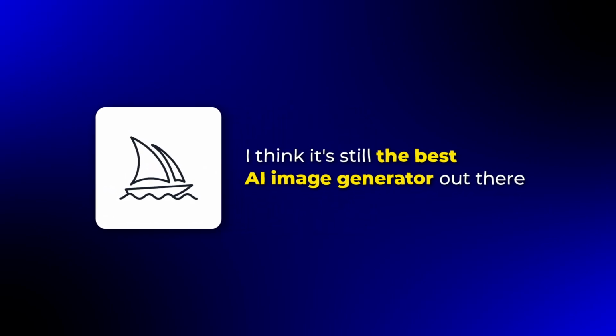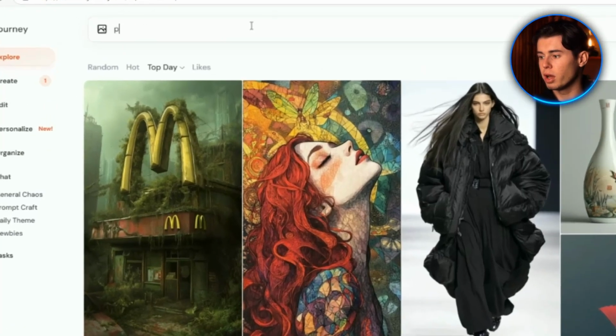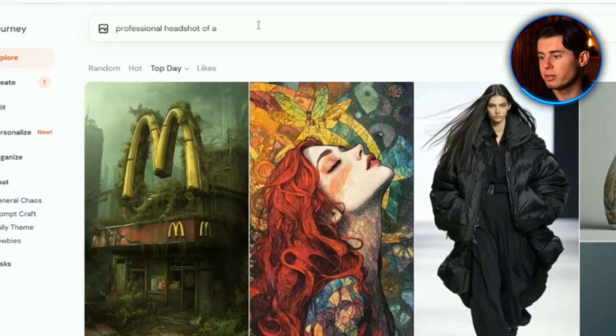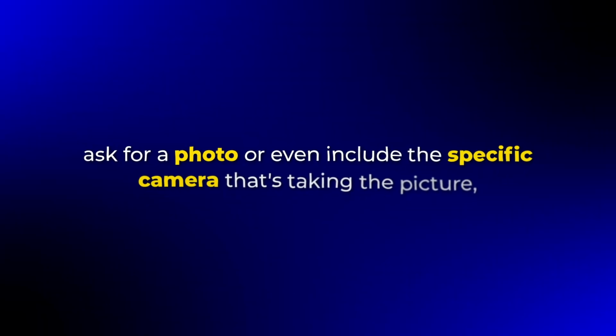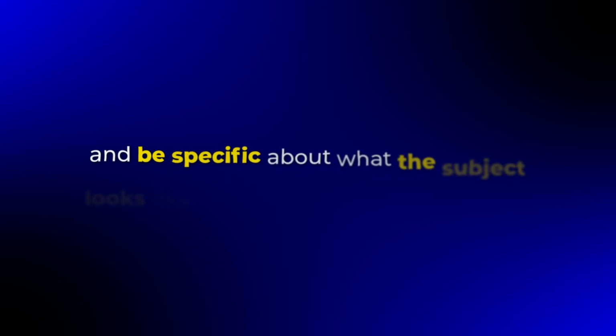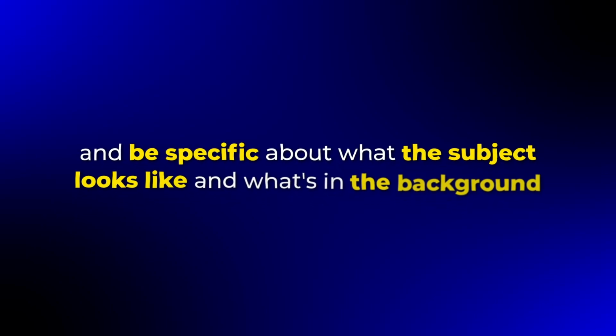I use Midjourney to create the images. I think it's still the best AI image generator out there. So if we go inside the image creation page, let's enter a prompt like: professional headshot of a businesswoman in her 30s wearing a navy blazer, natural lighting, office environment. For realistic images, ask for a photo or even include the specific camera that's taking the picture, and be specific about what the subject looks like and what's in the background.